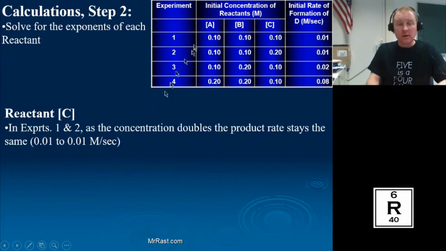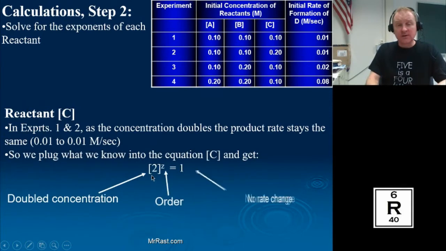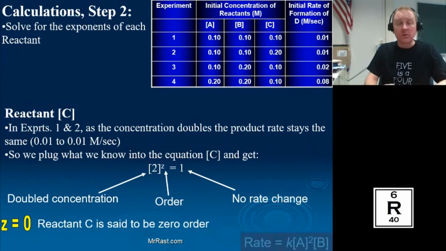In experiments 1 and 2, we have C changing. A is the same, B is the same, C changed. So the change in rate is completely due to C's change. We see that as C doubled here, the rate didn't change at all. So as the concentration doubled, the rate had no change. It's the same value. So 2 to what power is 1? Anything to the power of 0 is 1. So therefore, this is a 0 order reactant.